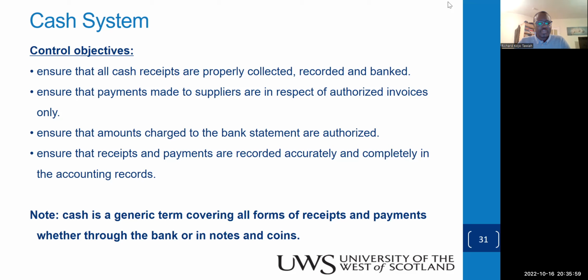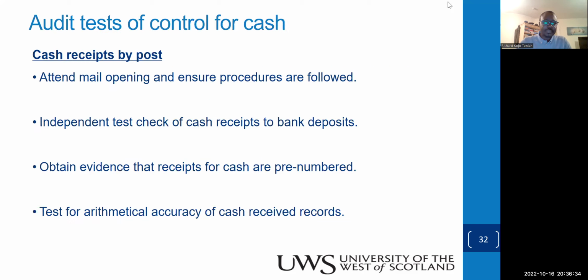Another control is to ensure that payments made to suppliers are in respect of invoices raised by them only. We don't pay them for no work done or no goods supplied to us. To ensure that amounts we charge to the bank statements are authorized. If I'm paying you salary, it's authorized for work done. Ensure that receipts and payments are accurately and completely recorded in the accounting system. Cash here, we're not dealing with only the paper cash, we're dealing with coins, we're dealing with the bank transfers, everything that goes through our cash and bank system.